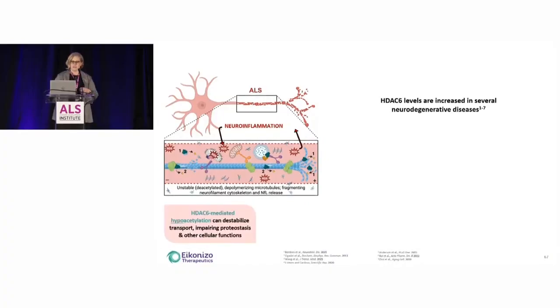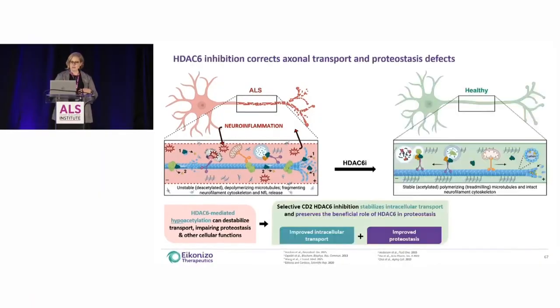Interestingly, in several neurodegenerative diseases, HDAC6 levels have been shown to be increased, and HDAC6-mediated hypoacetylation can destabilize transport, further impairing proteostasis and other cellular functions and contributing to that vicious cycle. We believe that through selective inhibition of HDAC6, we can stabilize intracellular transport and preserve the beneficial roles of HDAC6 in proteostasis, and that together, by combining these net effects of improved intracellular transport and improved proteostasis, we can ultimately improve neuronal health and function.